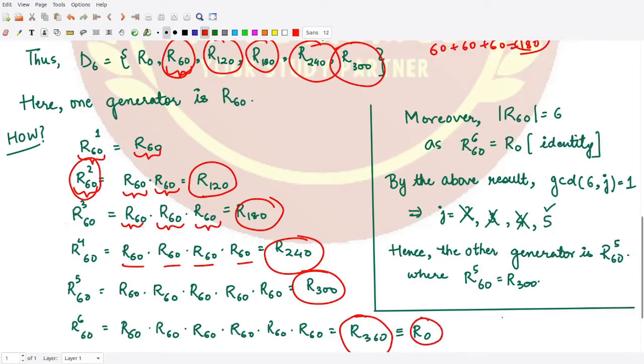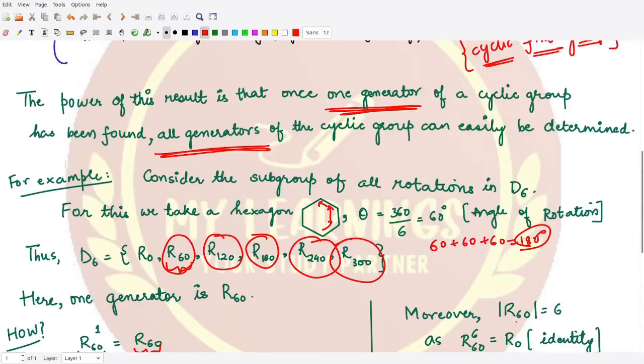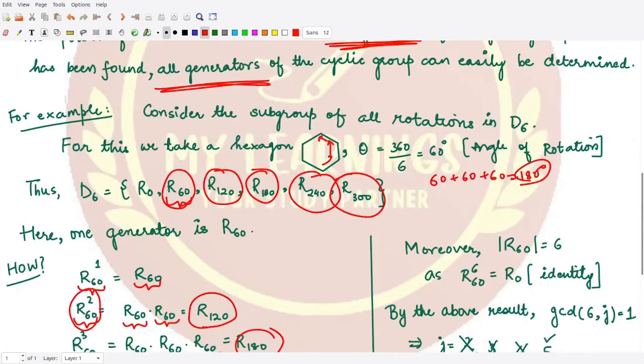So rotating it through one complete cycle, or not rotating it at all, is the same operation, because all the vertices would be the same in this case. So in this case we have R0 also. So you see, by taking powers of R60 and repeatedly applying this operation, we obtain all the elements of this group D6. So that means this R60 forms one generator for the group D6.